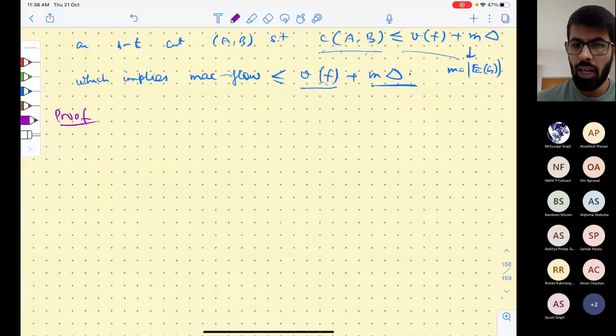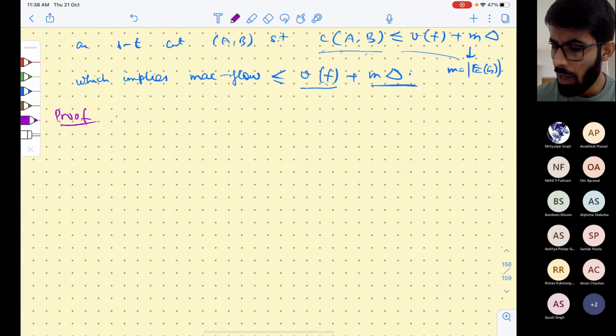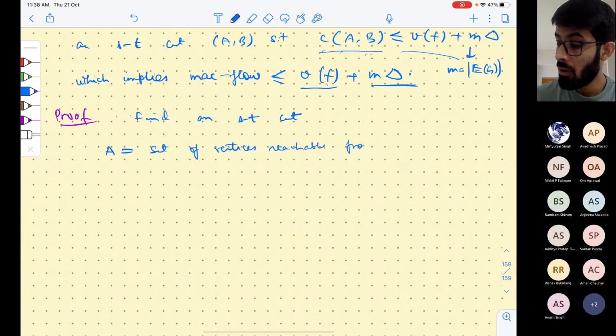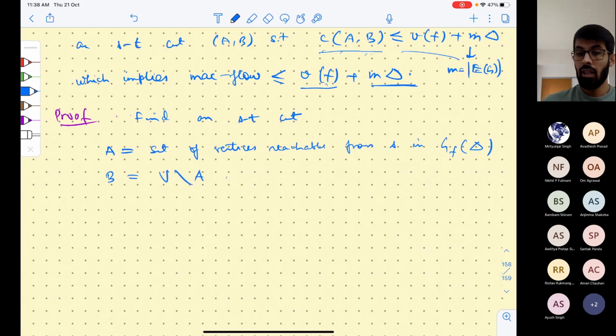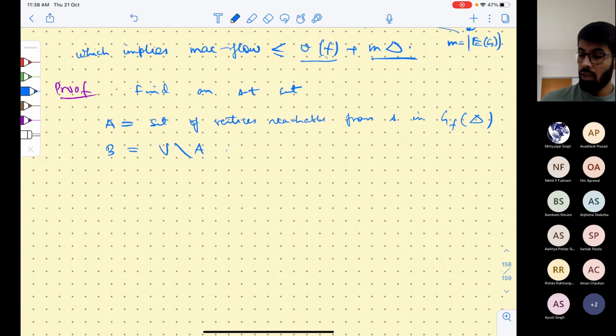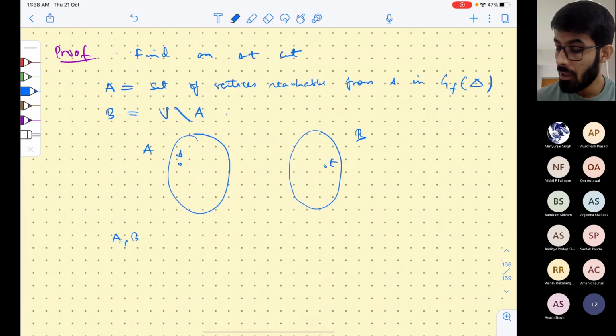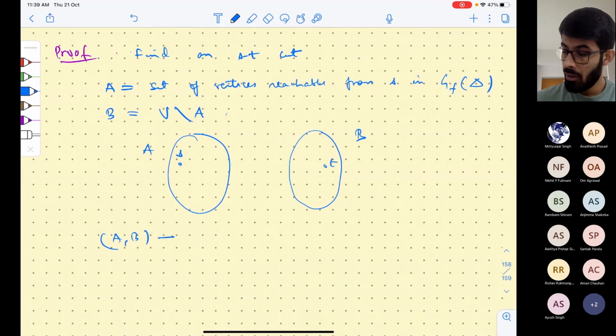And this lemma is again about getting a cut, just like we did for Ford-Fulkerson. Let A be the set of vertices reachable from S in G_F delta, and B is the rest. So this is A, this is B, here is S, here is T. So clearly (A, B) is an s-t cut, because otherwise there would be a path.